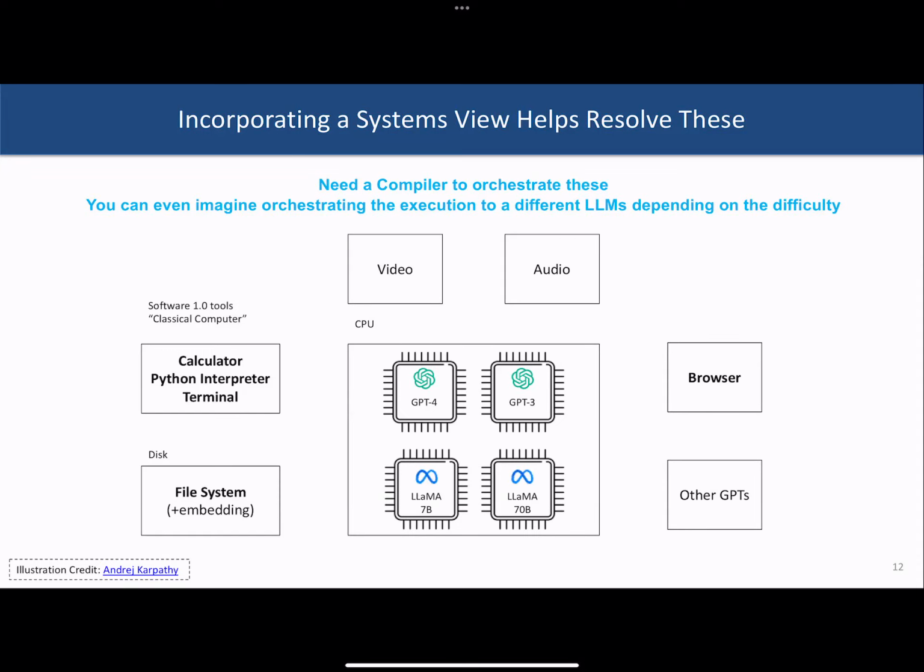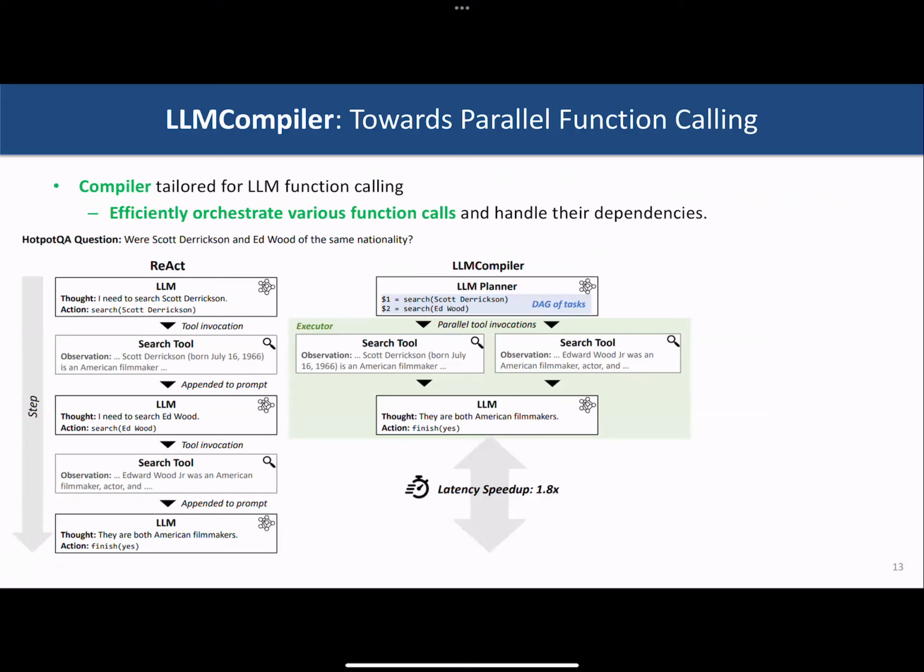All right. Yeah, I will. Okay. So let me go into more details. Thanks, Amir, for motivating why we need the compiler for LLM usage. So we really need a compiler for LLM function calling for the different reasons that Amir has talked about. And the role of the compiler in this case is to efficiently and effectively orchestrate various function calls within the LLM usage and then handle their dependencies correctly.